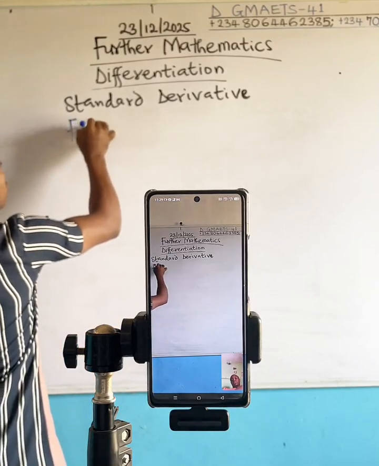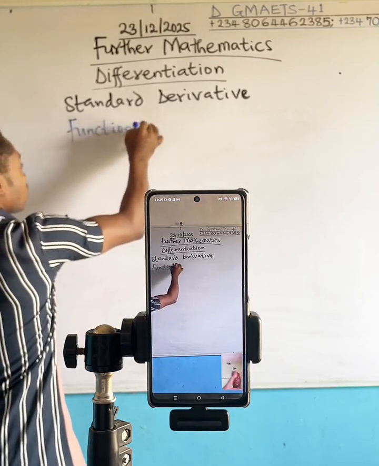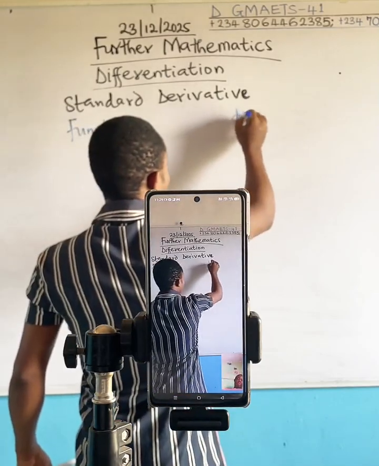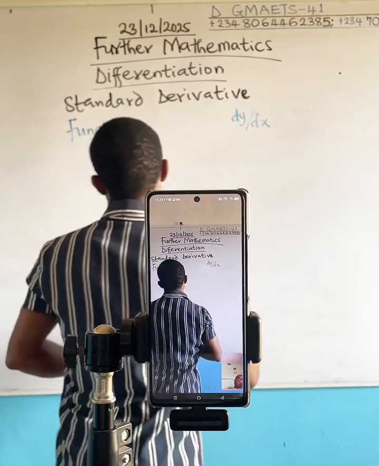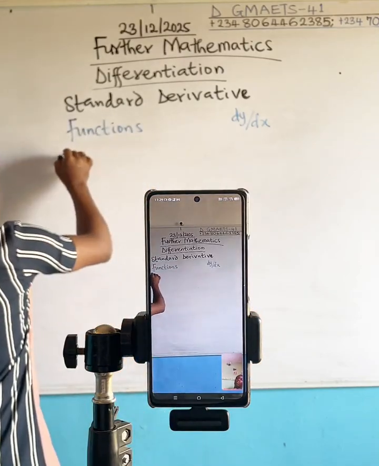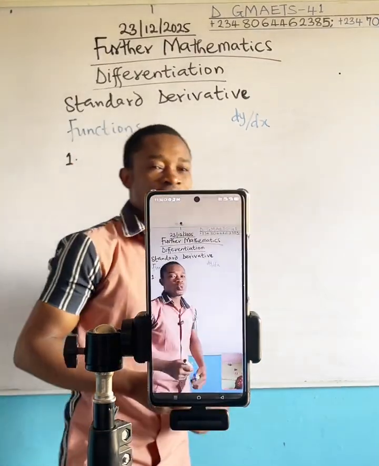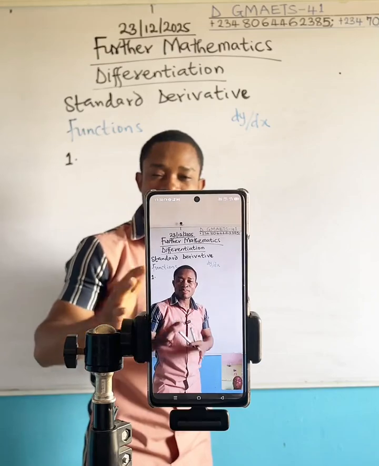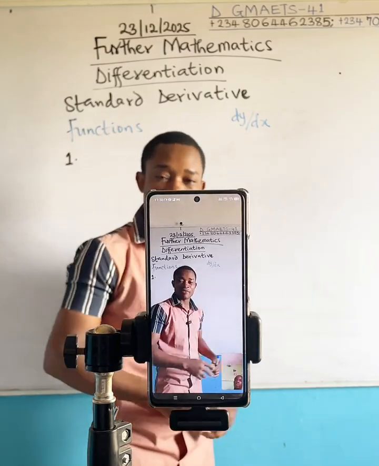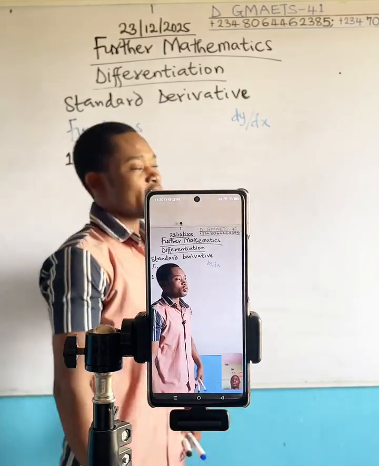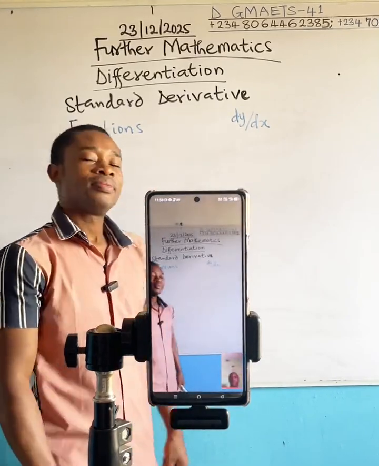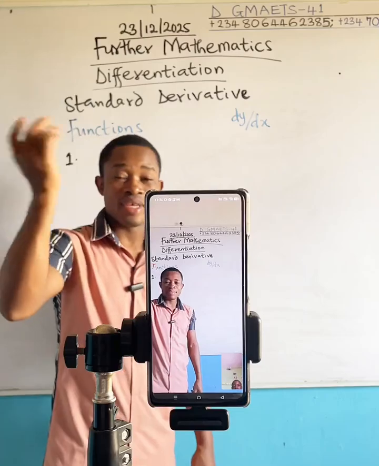We have functions, and then we have their dy/dx. The first is functions that we refer to as polynomial rule related function. They come as polynomial function actually, but the thing is that the power can be any type of number.